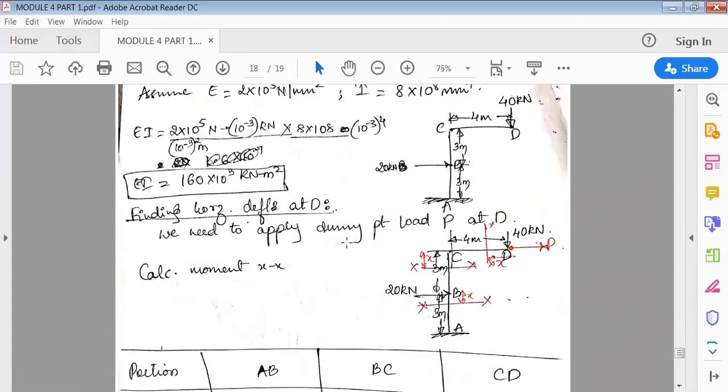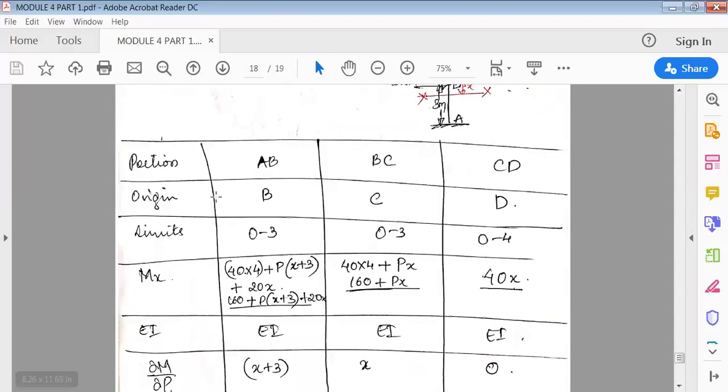Okay, so the only thing about frames is, if there are no loads acting at the given point, whether horizontal or vertical, then you have to apply a dummy horizontal or vertical load at that given point and solve this in the form of a table.